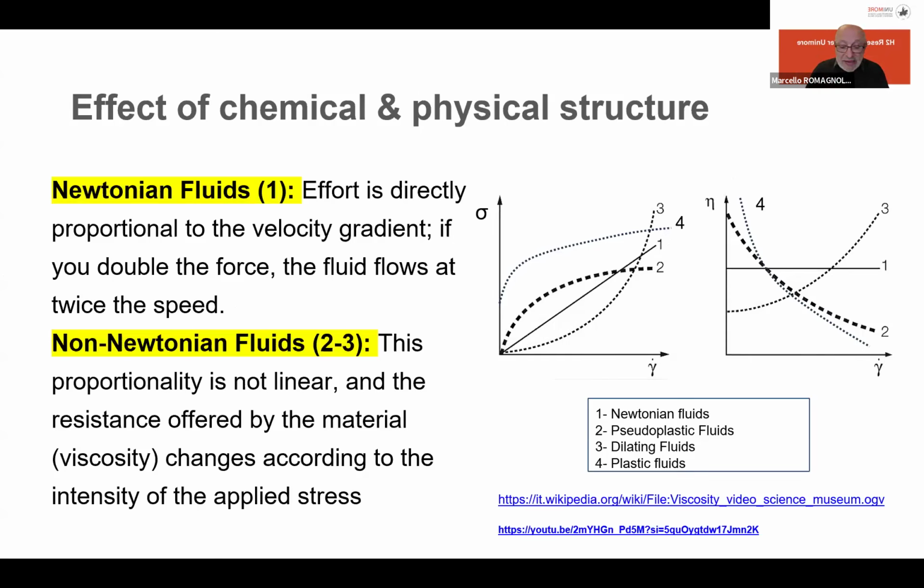That means that if we double the force, we also double the speed. Different is the case for non-Newtonian fluids, where we can see a decrease of the viscosity with the increase of the shear rate, but also an increase of viscosity again with a further increase of the shear rate. And this is very dangerous if we must pump a slurry in a pipeline, for example. So knowing what kind of behavior we have in our fluids is fundamental also in the process.